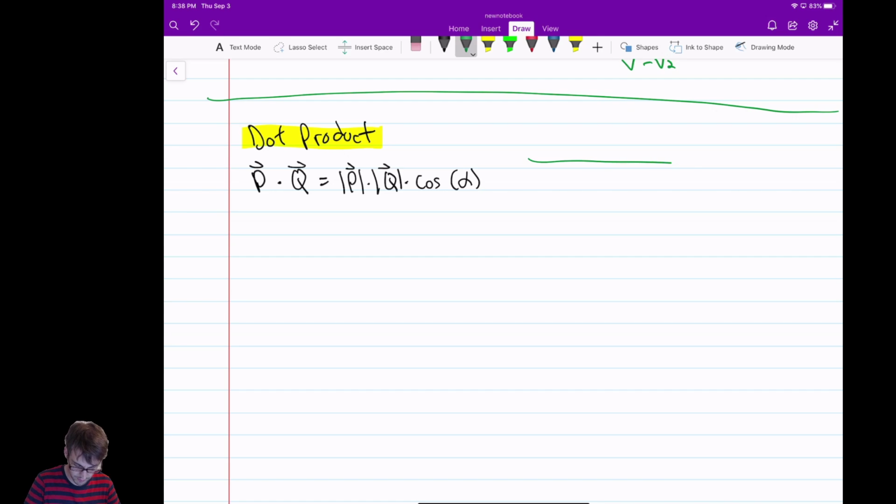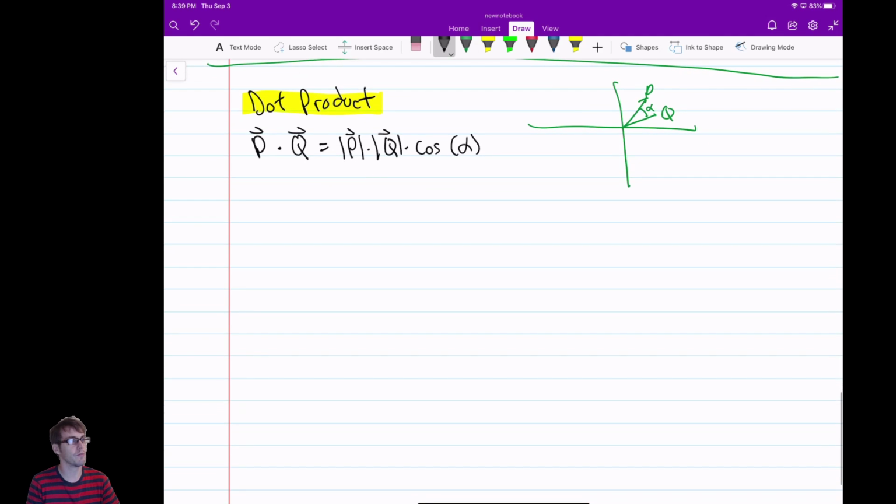So I'm going to draw that out. Here's my coordinate system. I have a vector p, I have a vector q. There's an angle between them, that's alpha. So if I take the cosine of that angle between the two vectors, and I multiply that by the length of p and the length of q, that's what my dot product is. So the dot product becomes really useful.